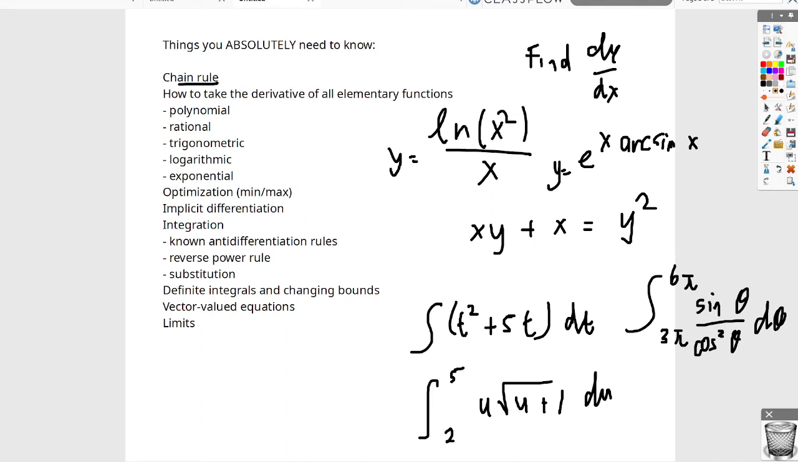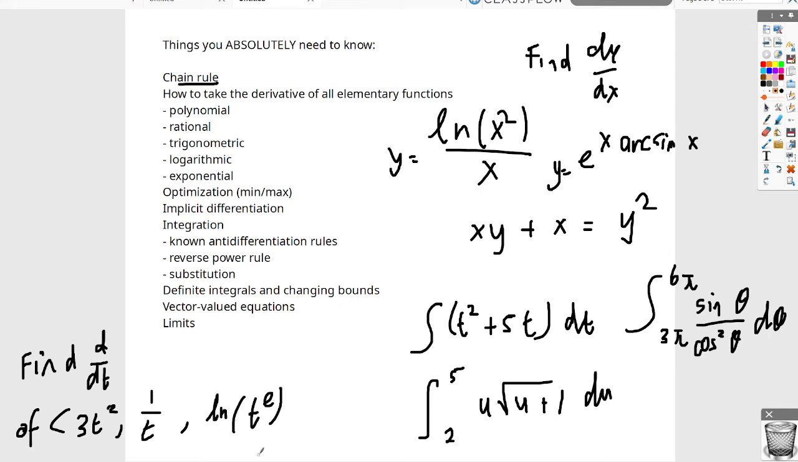You need to know vector valued equations, right? So I'm going to put down one problem. Find d dt of, is this in the screen? Yes, it is. Find d dt of 3t squared, 1 over t, natural log of t, to the e. So if you can't do that, then you also need to brush up on your vector valued equations.